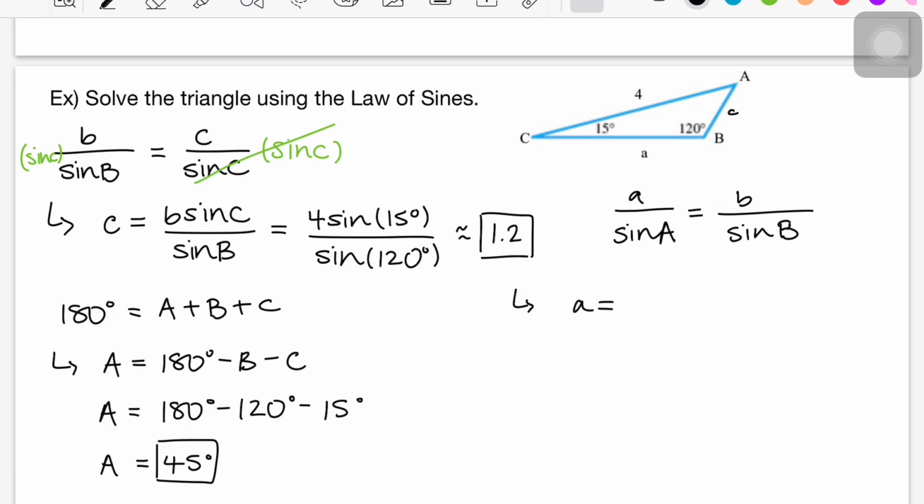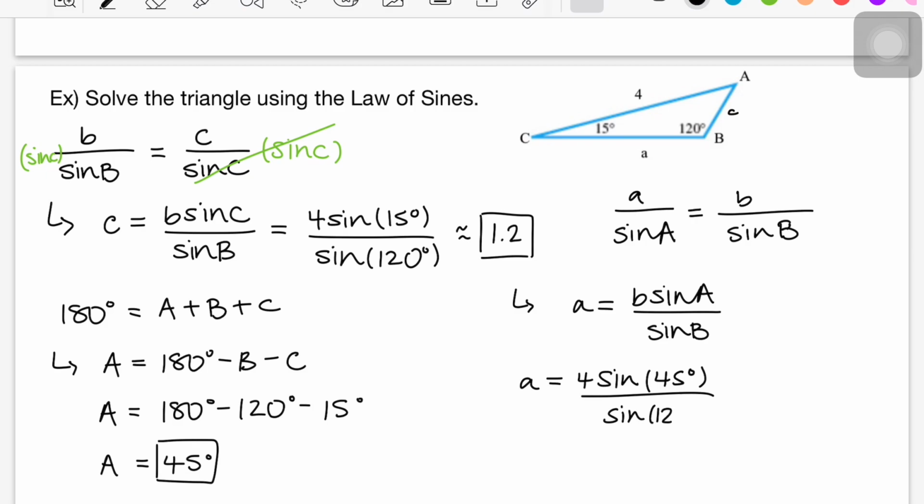We know that A is going to be equal to B times sine of A over sine of B. Solving for A, just like we did in this case when we were solving for our side length C. So plugging in our known information here, we have 4 times sine of 45 over sine of 120.